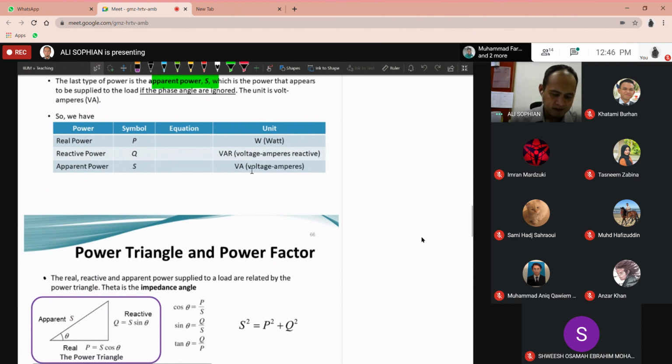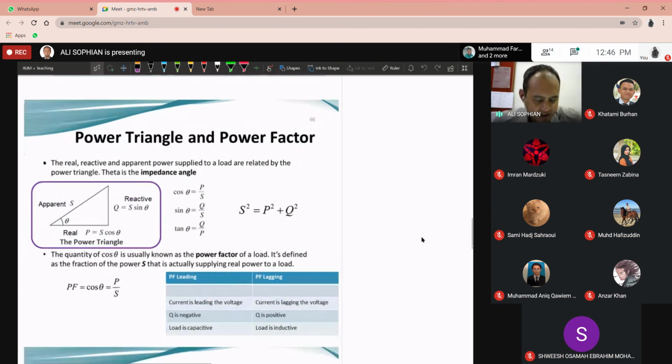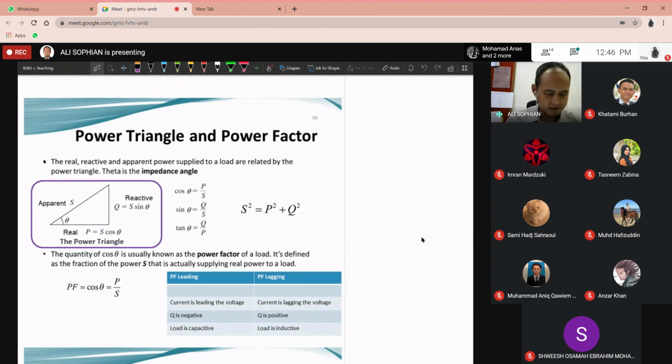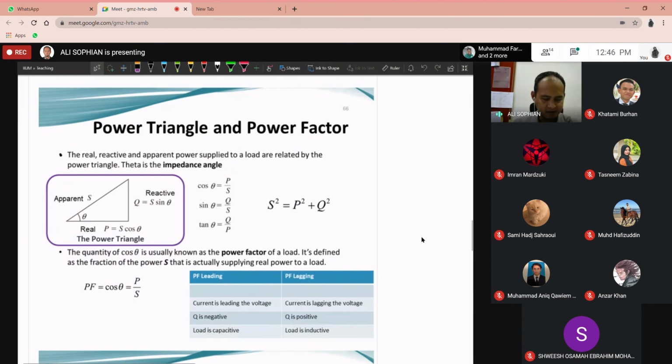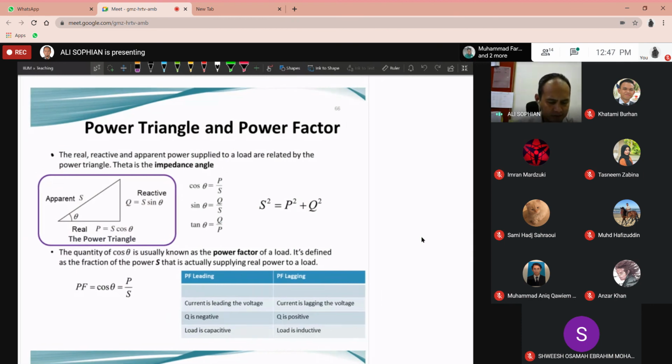Then we have this concept of the power triangle. This is very useful for analysis, and to remind us of the directions and how we can use this triangle to help us with the analysis later on. In this triangle, P is always horizontal, Q, the reactive power, is perpendicular to P, and S is the total, the hypotenuse of this triangle.